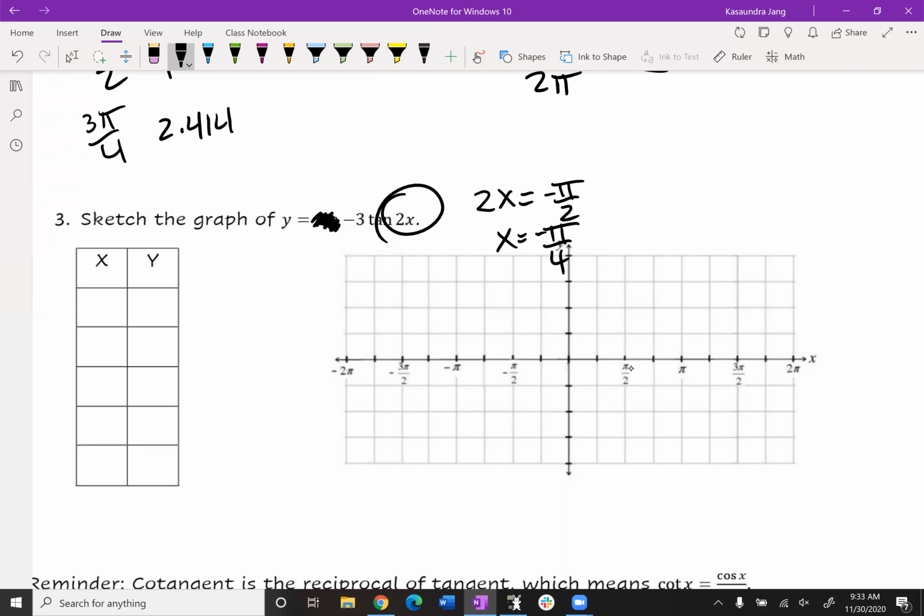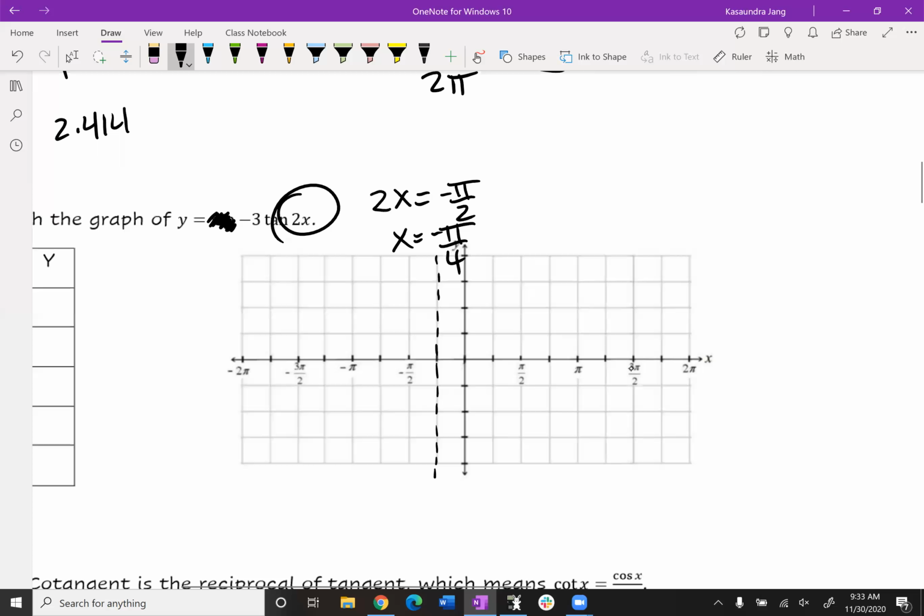Nice, Erica. What that means is, here's my asymptote at negative pi fourths. And my other one, if I do 2x equals a positive pi halves, divide by 2 on both sides, I get a positive pi fourths. And so you put plus pi times n over 2, which is perfect.